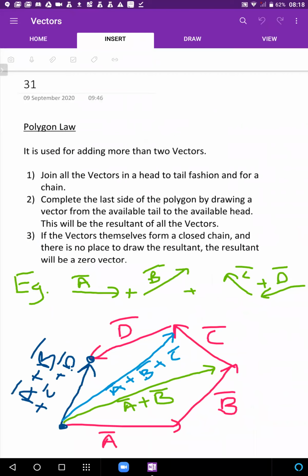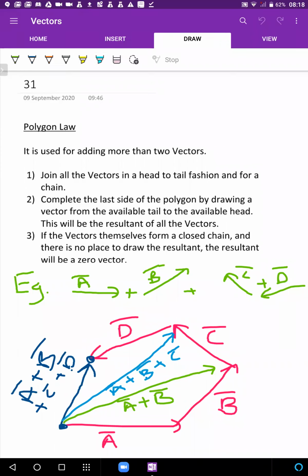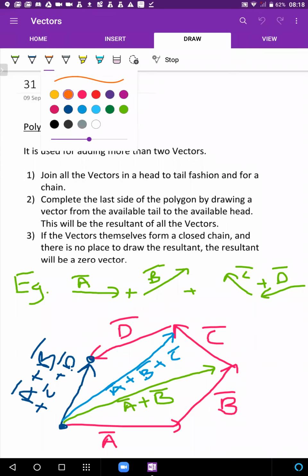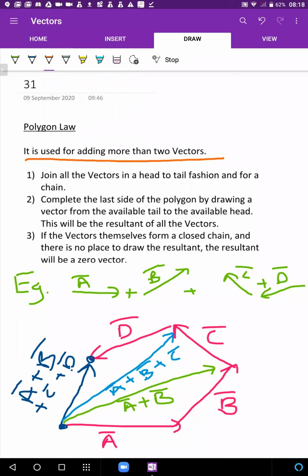Okay. All right. So the next law that we're going to see is polygon law. Okay. So one of the limitations of a triangle law was that we could add only two vectors. So the advantage in this law is that it is used to add more than two vectors. Okay. First, we'll see the rule, we'll see the instruction, and then we'll see how this law is true.